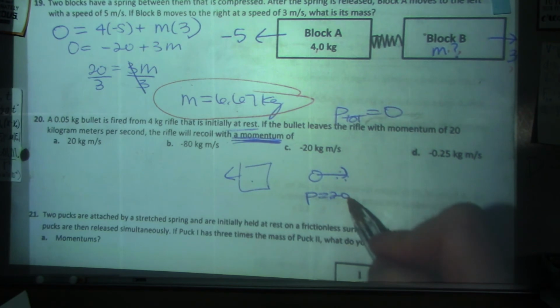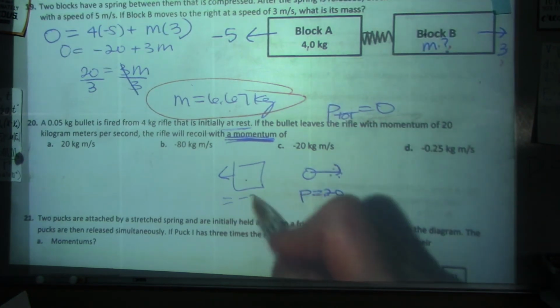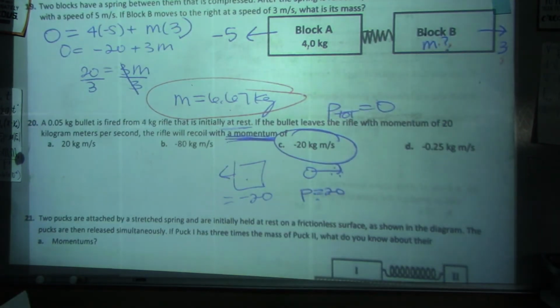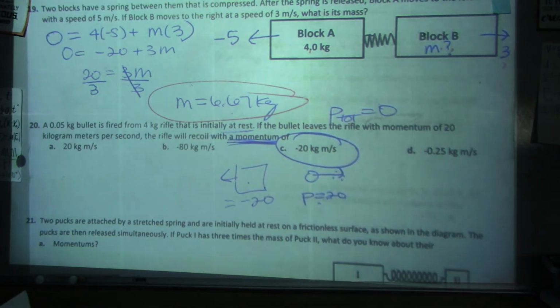If this has a momentum of 20 and the total momentum is 0, this one has to have a momentum of negative 20, so that these add to 0. So the answer is just negative 20. It's the same momentum but opposite, because they cancel out to 0.